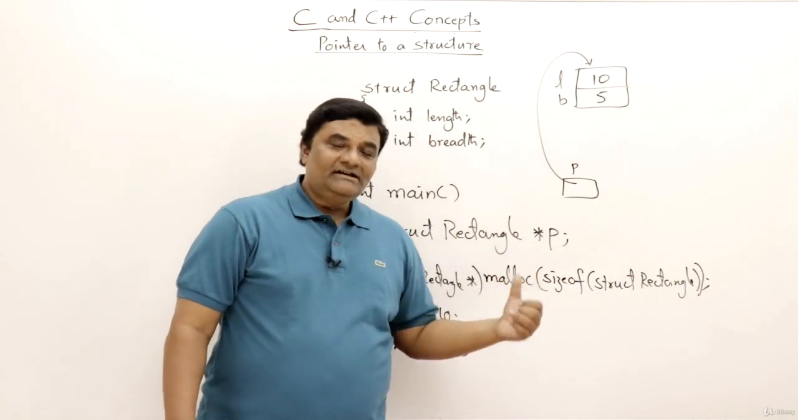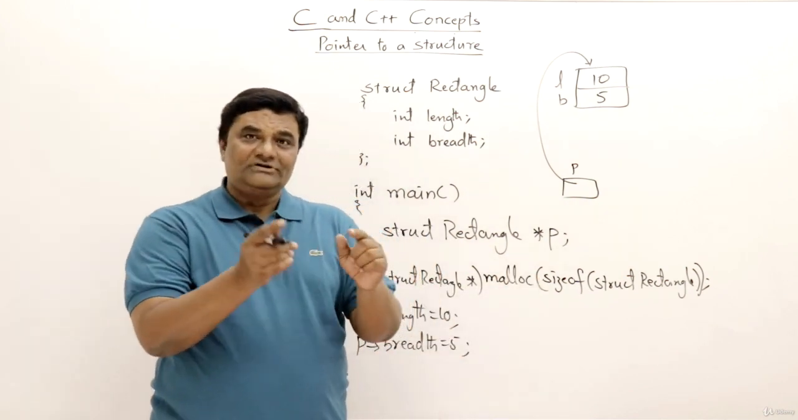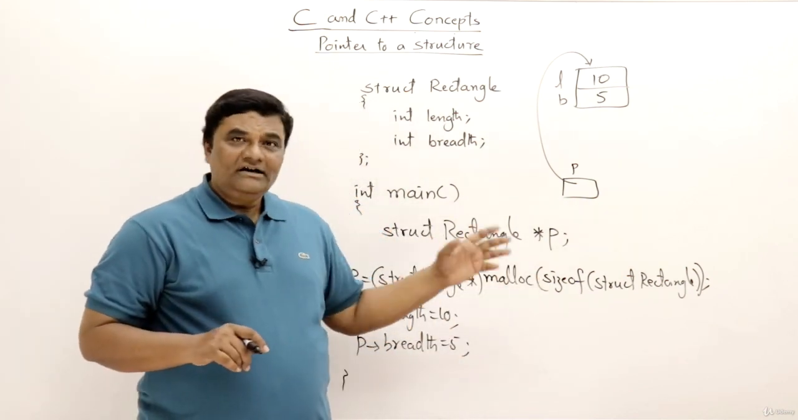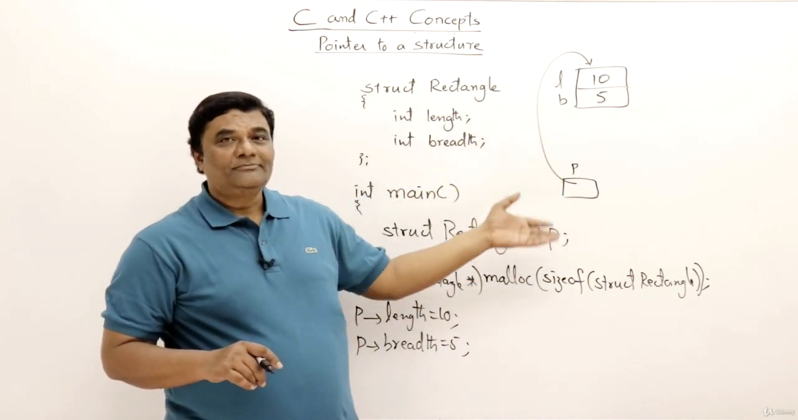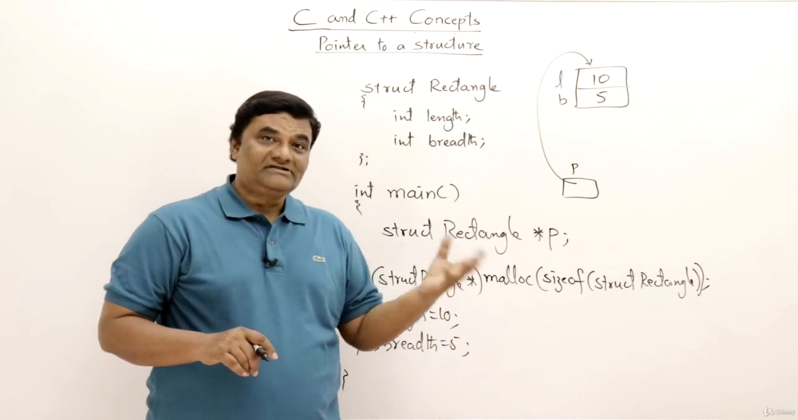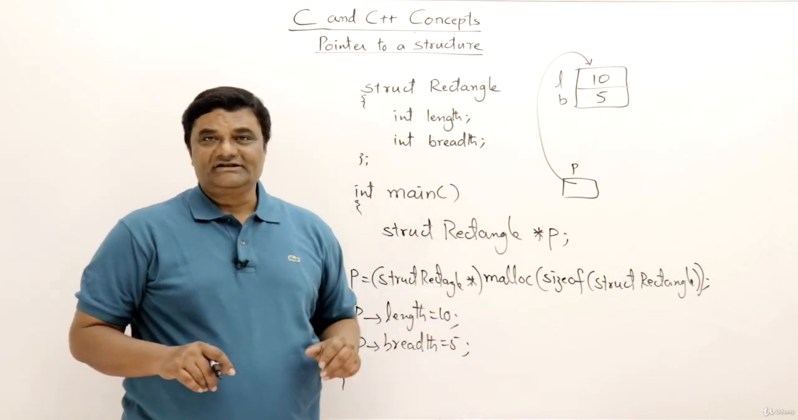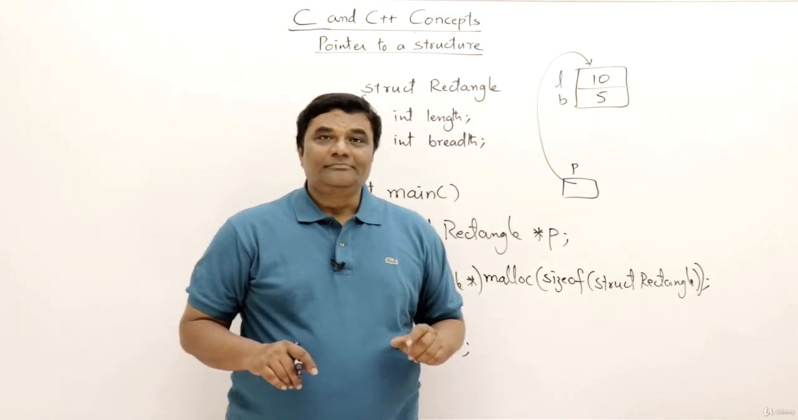In the previous example I have shown you an existing variable and the pointer was pointing there, but now this is a dynamic object created in heap and the pointer is pointing there. So that was a static object and this is a dynamic object. That's all about pointer to structure.